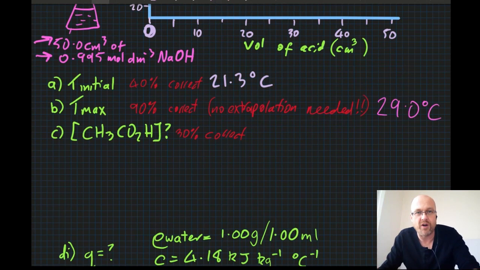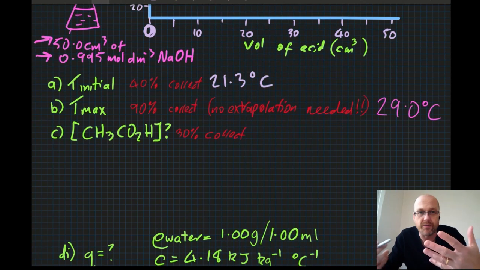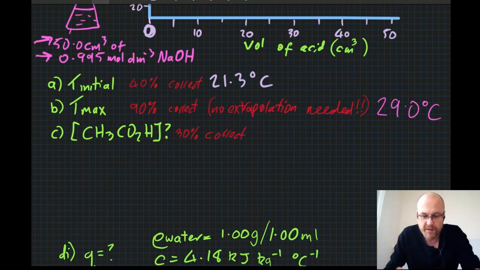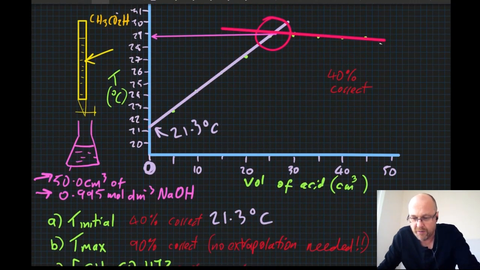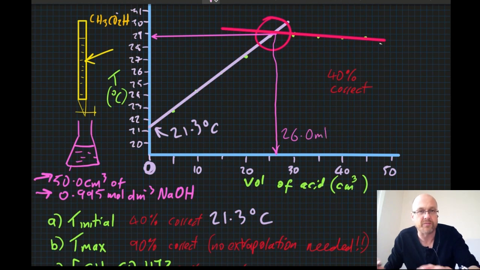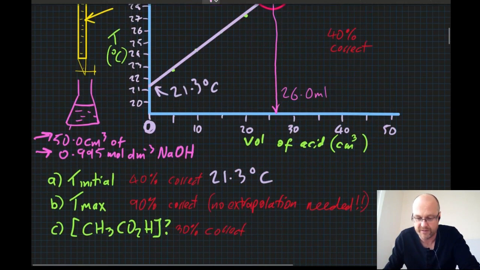Okay, the concentration of ethanoic acid. So concentration is moles over volume. So somehow we've got to come out with moles over volume. Well, I know the volume. The volume of acid added corresponds to the volume here, which is 26 millilitres. That is when the temperature was at the maximum. So as hot as it got, that was when the reaction finished. After that, you're just adding room temperature acid, the temperature goes down. So maximum temperature means your reaction's finished at 26 millilitres.